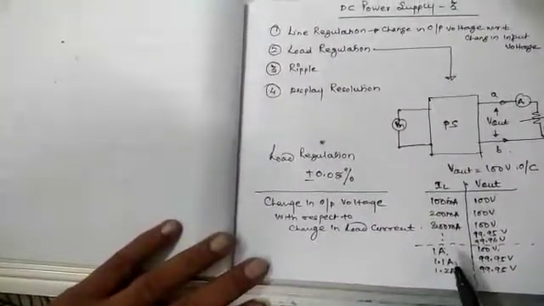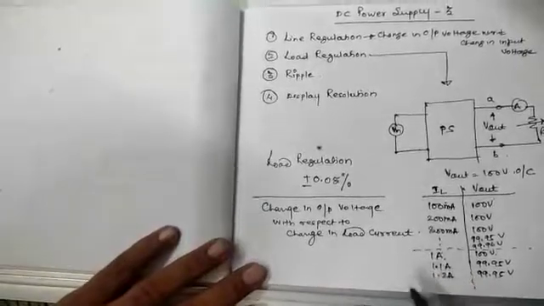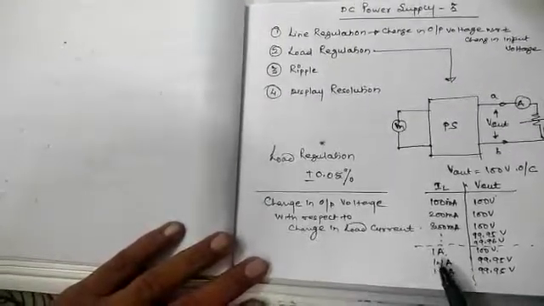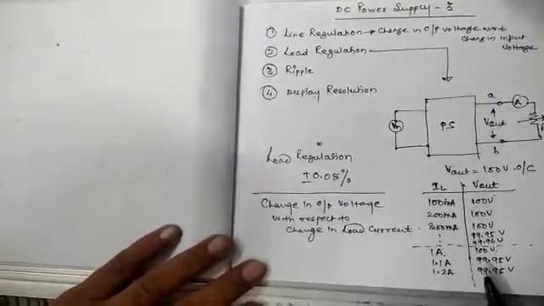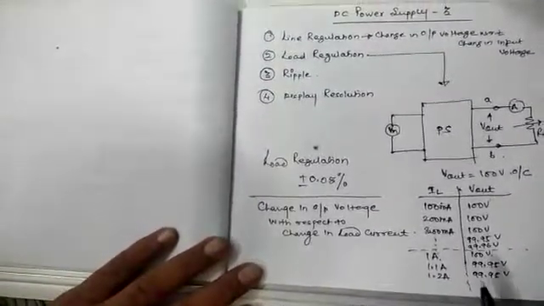So if I draw current more than its rated value, the output voltage will get dropped, and this is the case when we say that the power supply is loaded.